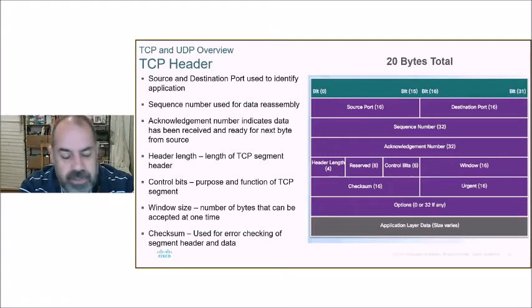Window size is actually how it does flow control. It sets the number of bytes that can be accepted at one time. The checksum is the error checking for the segment header and the data. That's how you check that the data has arrived at the destination without errors: the sending machine has done a calculation on the header and stored it there, and then the receiving machine will do the same calculation and compare results.